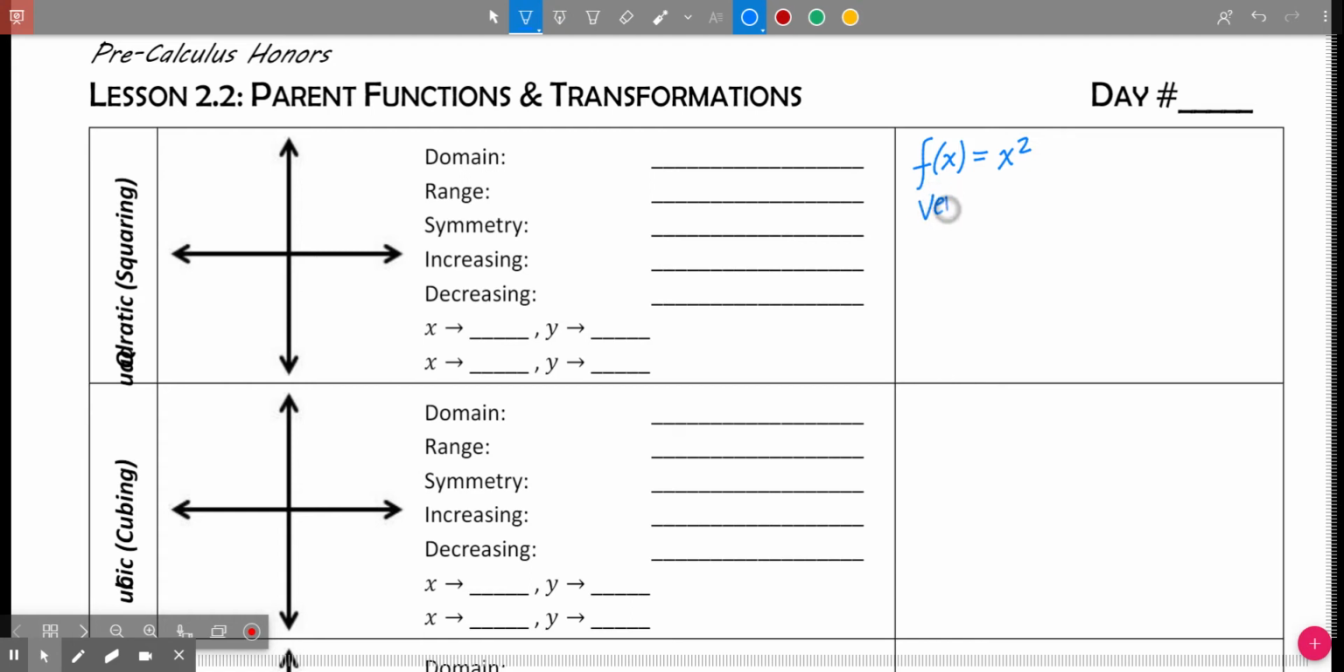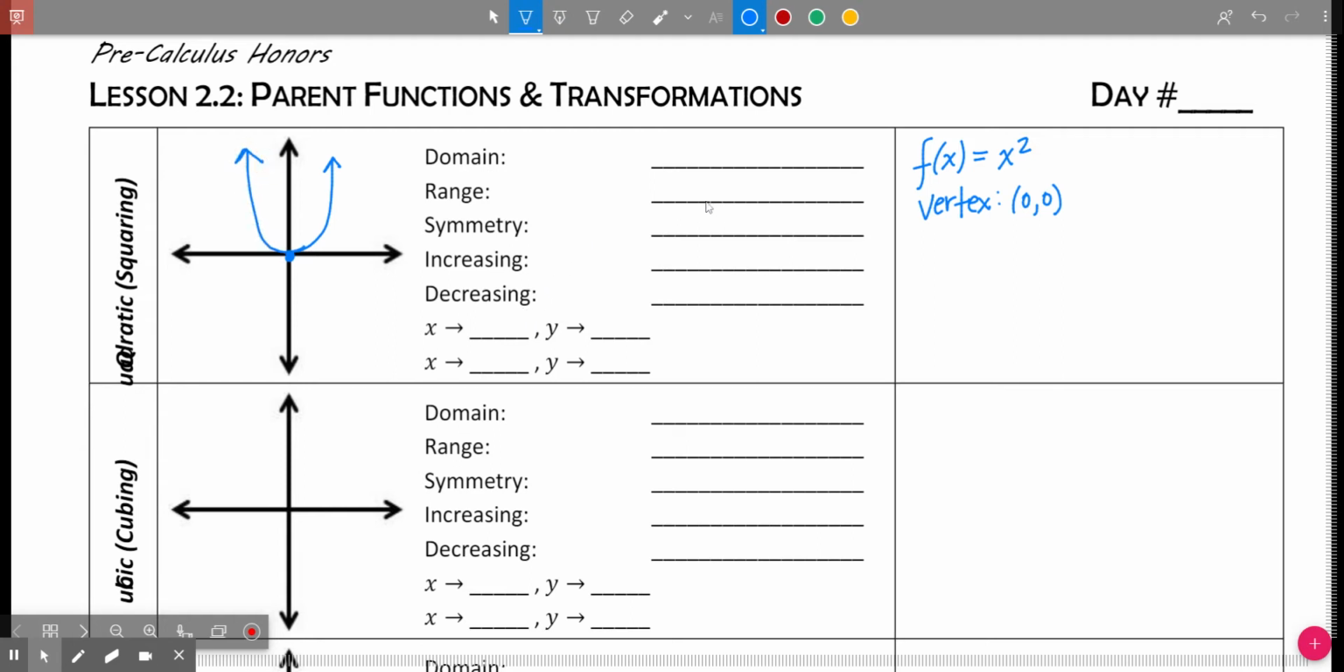All quadratics have a vertex. For the parent function, the vertex is located at the point 0, 0. It's at the origin. So a quadratic is a parabola. So the graph of the parent function is going to look something like this.